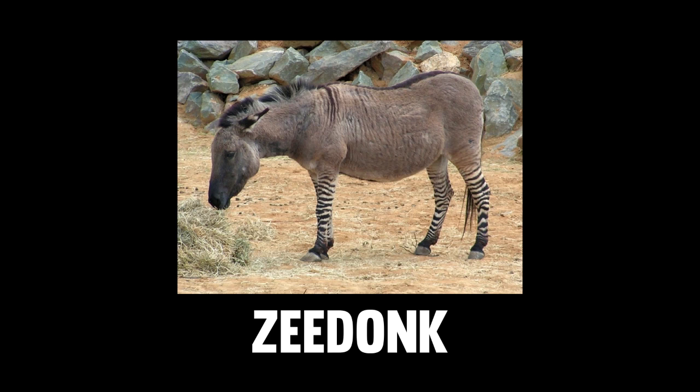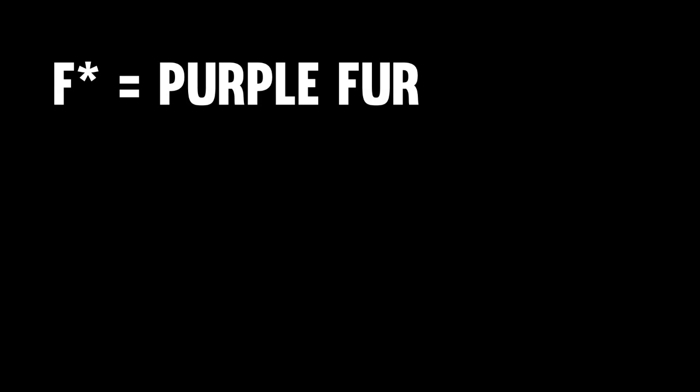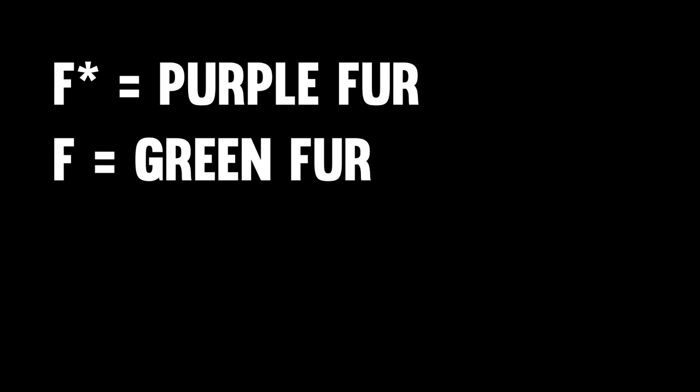So these are how I'm going to describe my Z-donks. We're going to use these letters that represent alleles here. We're going to use the F star to mean purple fur and F to mean green fur. Whenever I have a star next to a letter, that means it's the dominant allele. If you have a basic understanding of genetics, then you should know what alleles are and how genes work on the chromosome. So the dominant allele will mask out the recessive one.